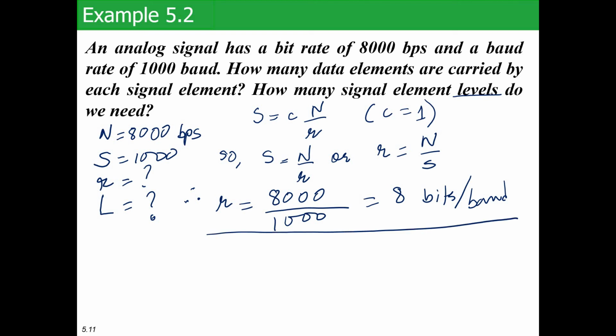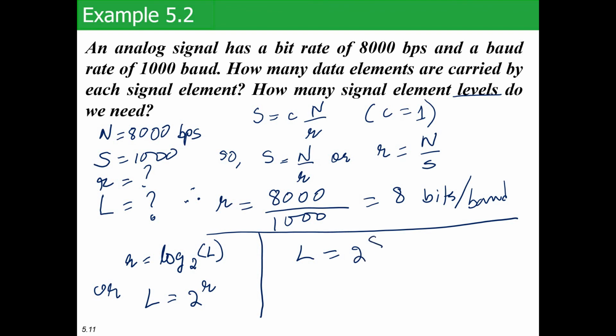And then we have to find the value of L. We also know that we have this formula: R equals log 2 of L. This will result to L equals 2 to the power R. Okay, this is the formula. That means L will be equal to 2 to the power 8, which is equal to 256. So the levels of signal elements that we need will be 256.